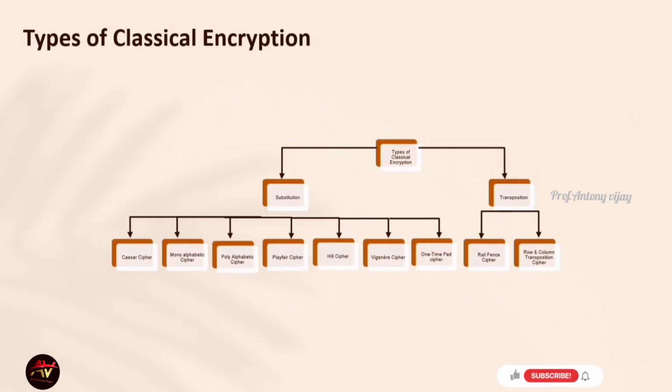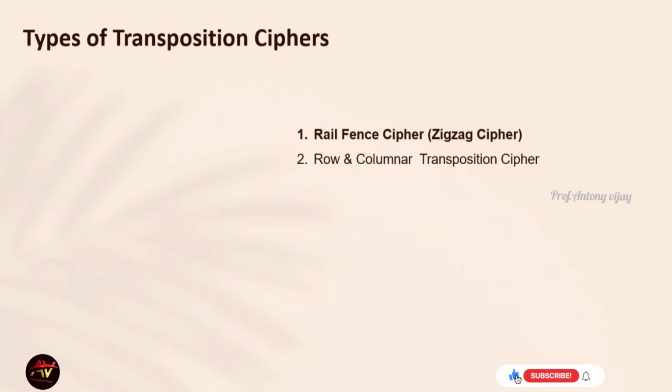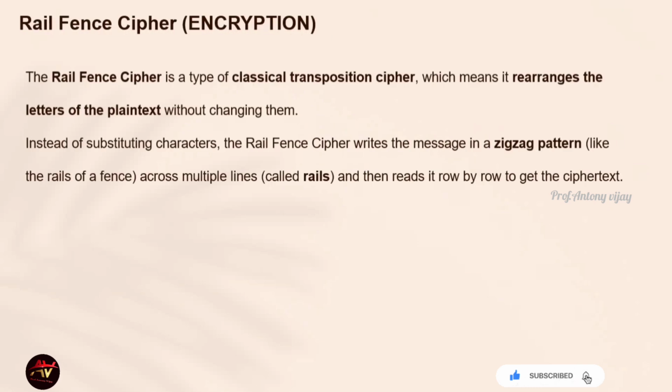First of all we are going to see about Rail Fence Cipher. It is also called the zigzag cipher. Rail Fence Cipher is a type of classical transposition cipher, which means it only rearranges the content. It will not do any replacement. Instead of substitution, Rail Fence Cipher follows a zigzag pattern across multiple lines, or you can say rails, and it forms the ciphertext by reading the content row by row. So let's see how the encryption process takes place here.